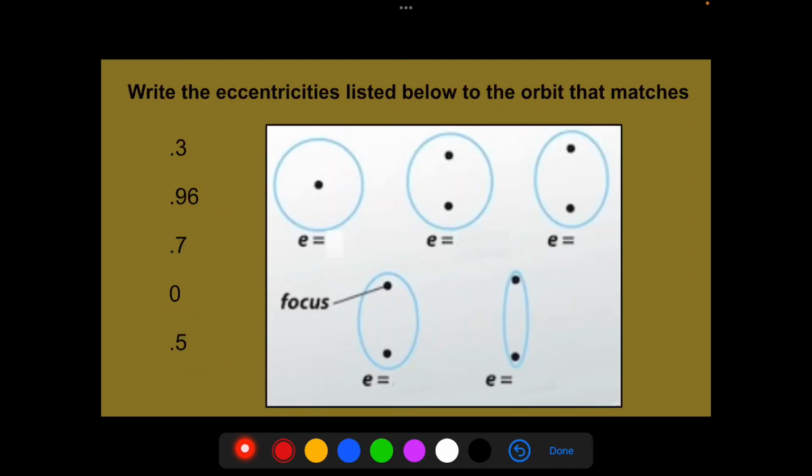Okay, on the right-hand side, you have 5 different ellipses you need to look at. You need to put all 5 of those numbers next to the ellipse or the circle that you think is best represented by those numbers. Okay, so pause the video now. Do that on the right side of your notes.